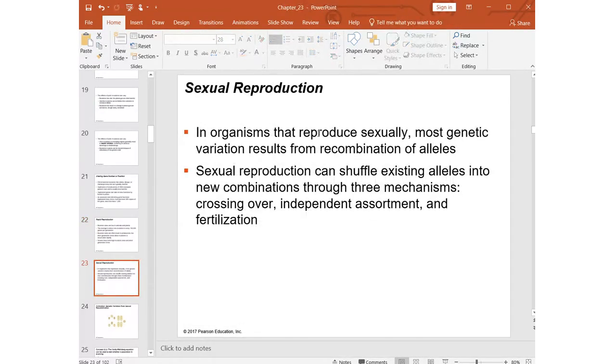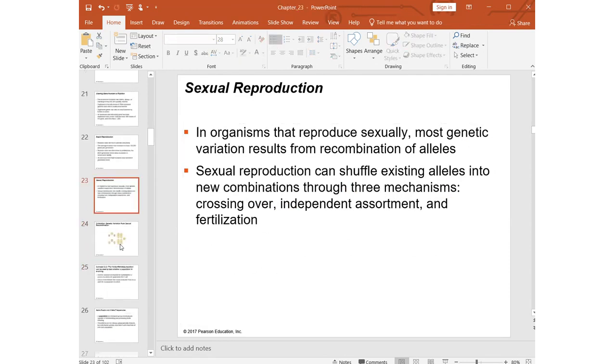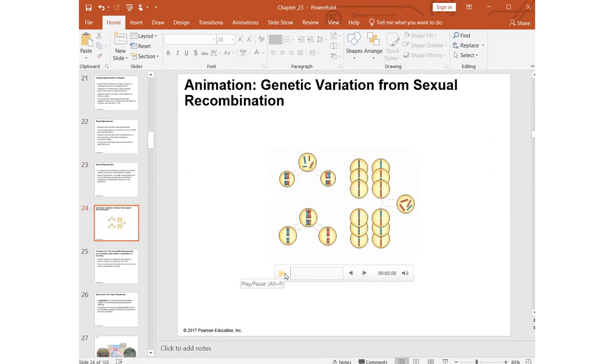So in species that reproduce sexually, most genetic variation then results from recombination of alleles, like we talked about a few minutes ago. Sexual reproduction can shuffle existing alleles into new combinations by crossing over, that I've already mentioned, independent assortment, and fertilization. And you can watch the animation that talks about genetic variation from sexual recombination.